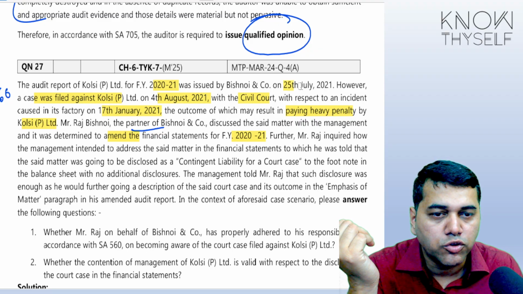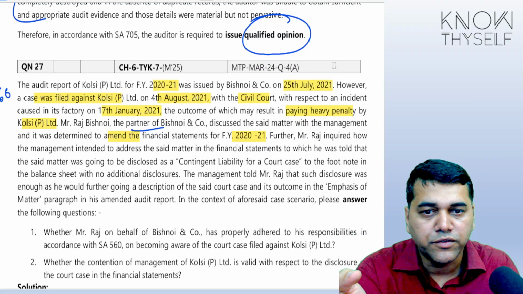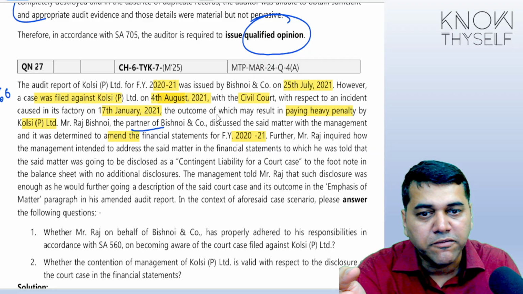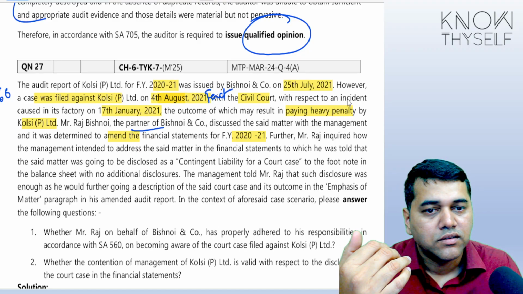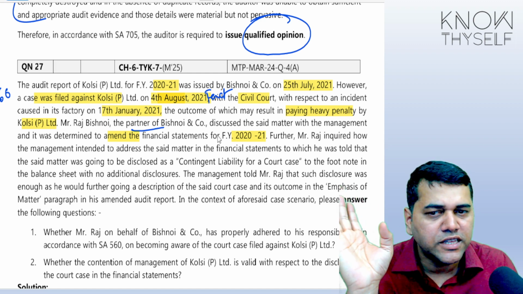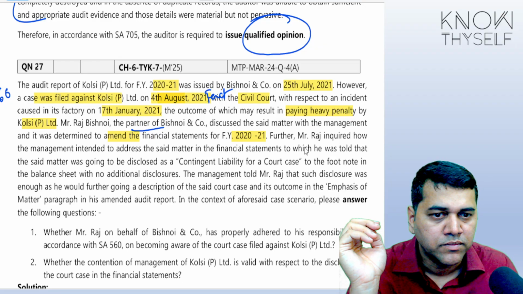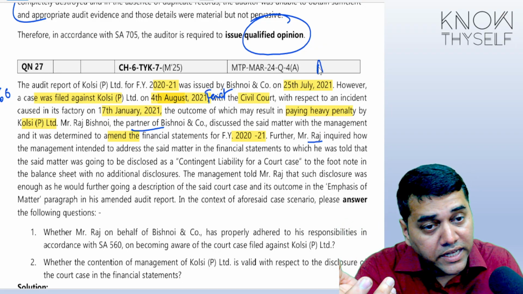The audit report was issued on 25th of July. Sorry, I missed it. The audit report was issued on 25th July. On 4th of August, that means this has become a fact. And paying a heavy penalty, they wanted to amend. That means they have done everything they are supposed to do as per 560. Further, by now you have already issued the report.